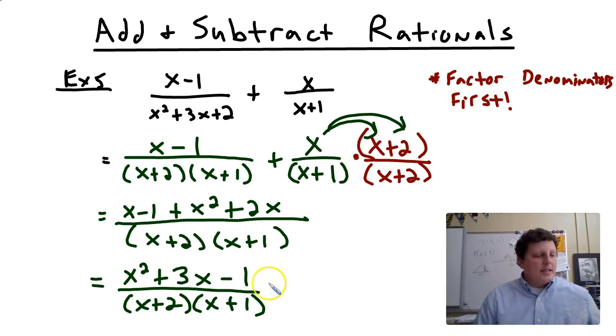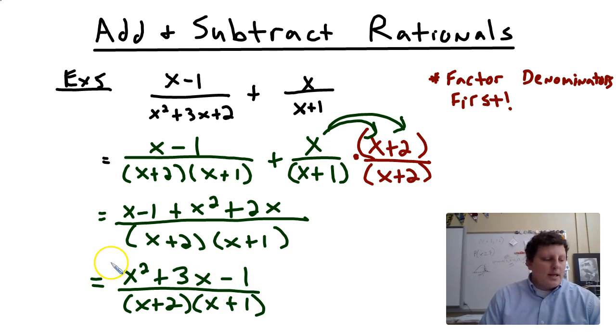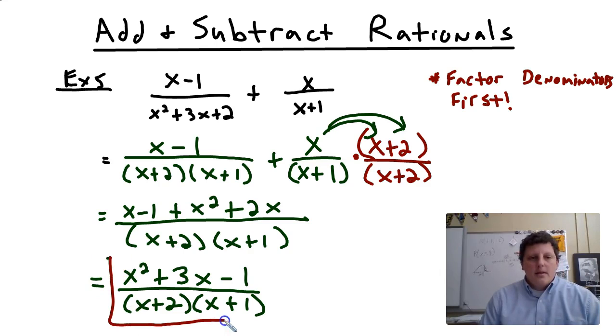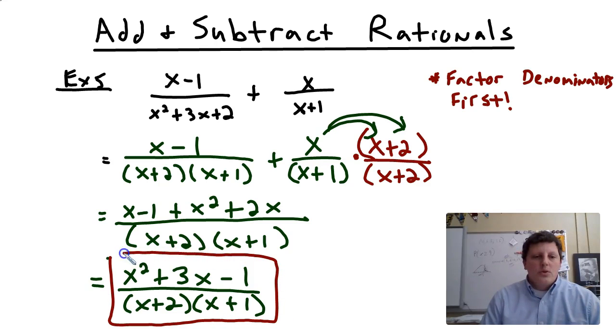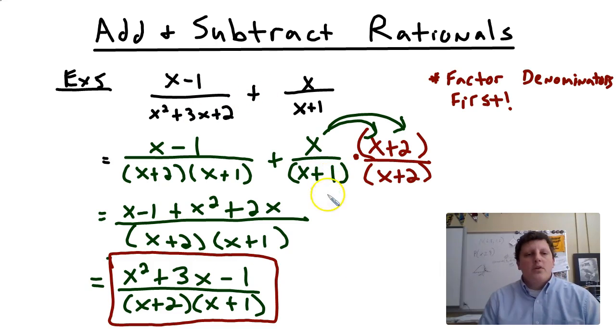It is perfectly acceptable to leave the denominator factored, and in fact at this point, if you can, you want to try to factor the numerator. X squared plus 3x minus 1 is non-factorable. We're not able to factor that, so we can stop here and circle this answer. This is the sum of the two rational expressions. X minus 1 over x squared plus 3x plus 2 plus x over x plus 1 gives us this rational expression here when added together.